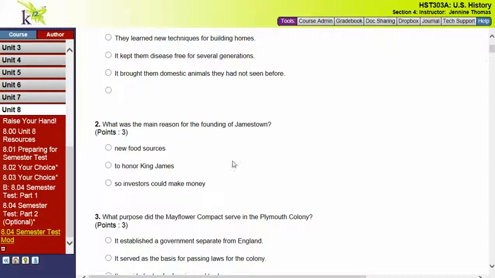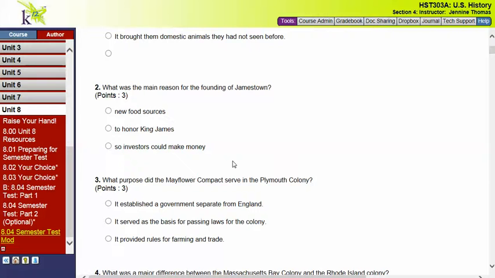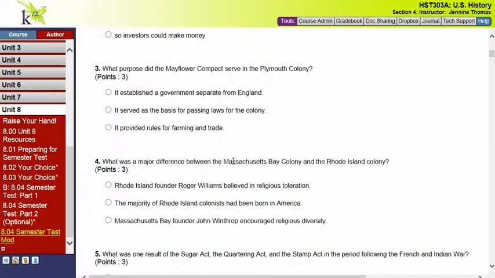Number 2, what was the main reason for the founding of Jamestown? New food sources, to honor King James, or so investors could make money. What purpose did the Mayflower Compact serve in the Plymouth colony? It established a government separate from England. It served as the basis for passing laws for the colony, or it provided rules for farming and trade.